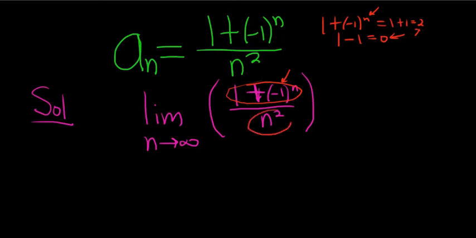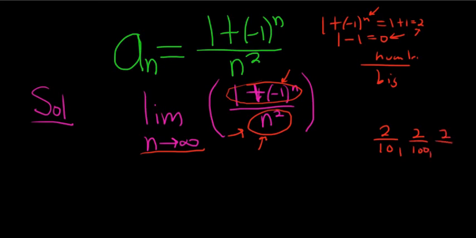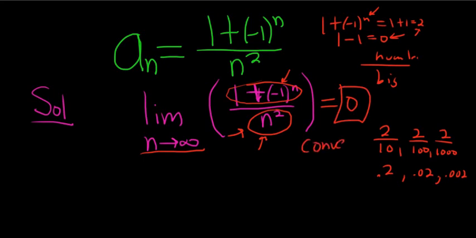And the bottom is getting really, really big because n is going to infinity, and here you have an n squared. So you have a number over something that's getting really, really big, right? So think of like 2 over 10, 2 over 100, right? The bottom gets bigger and bigger. So these decimals get closer and closer to 0. So the answer here ends up being 0. So the answer here is converges, and the limit here is 0. I hope that made sense.